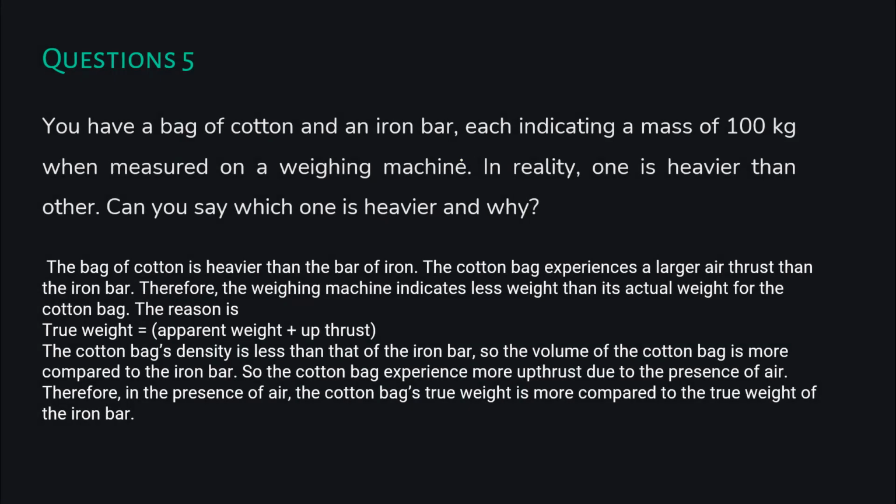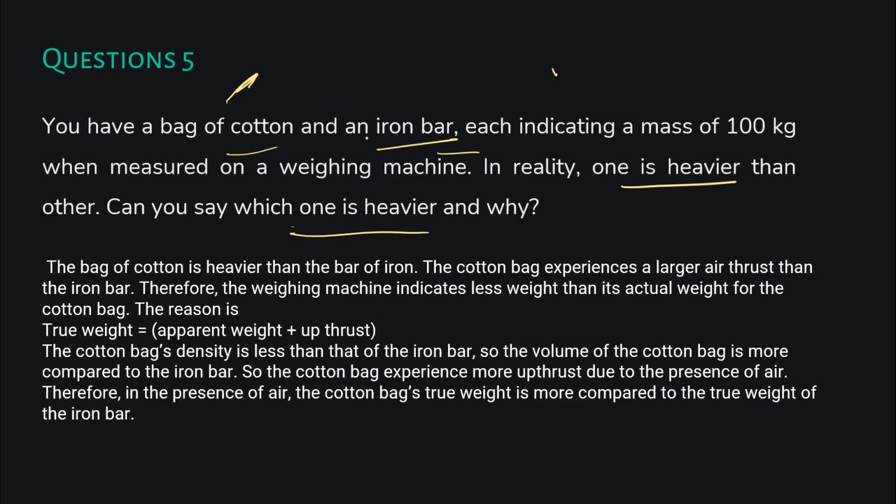So, you have a bag of cotton and an iron bar, each indicating a mass of 100 kg when measured on a weighing machine. In reality, one is heavier than the other. Can you say which one is heavier? When you just read it, you will find that, oh, the iron bar is heavier because cotton is so soft. But no, this is not the case. What is the case? That the bag of cotton is heavier than the bag of iron.